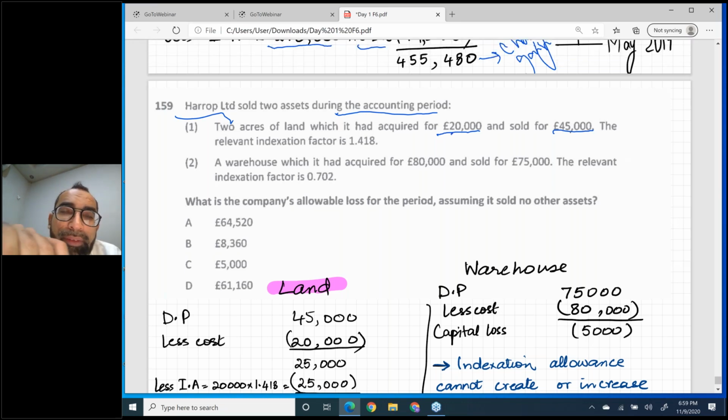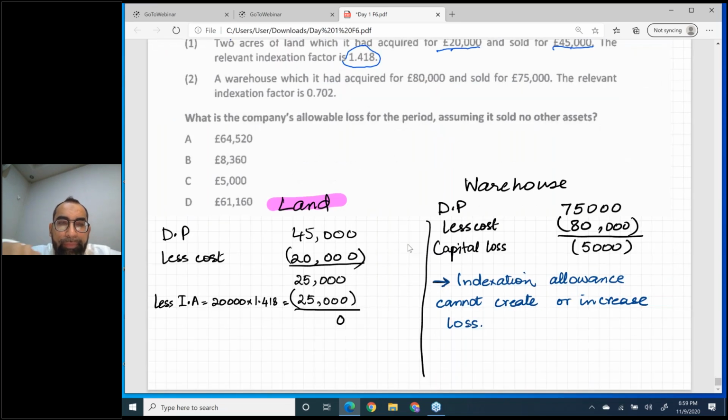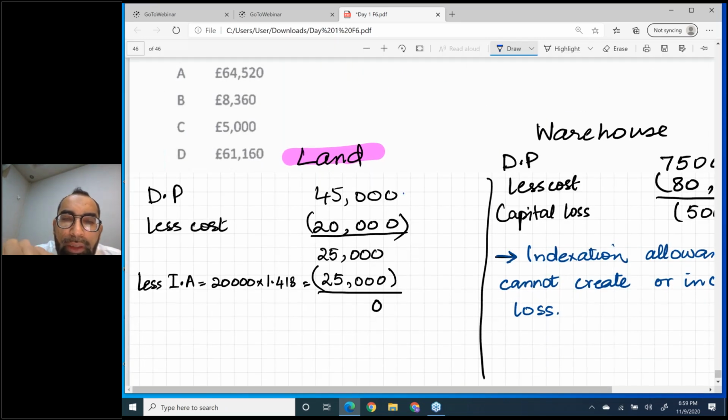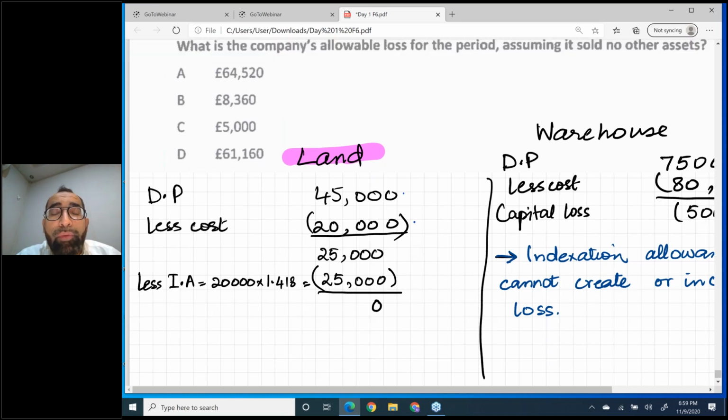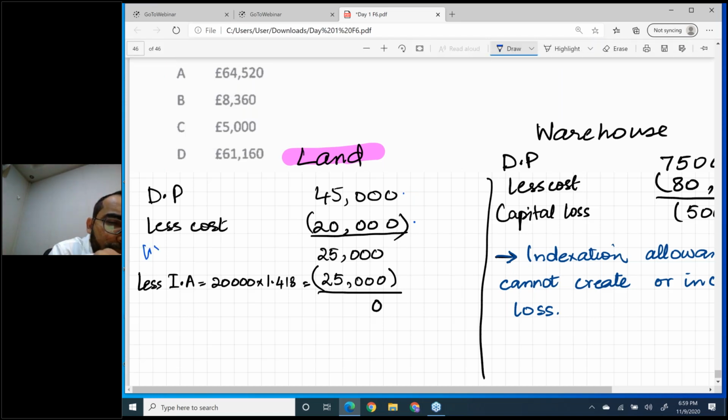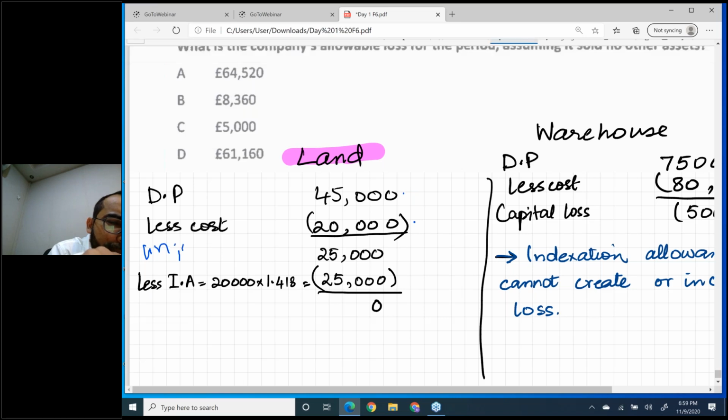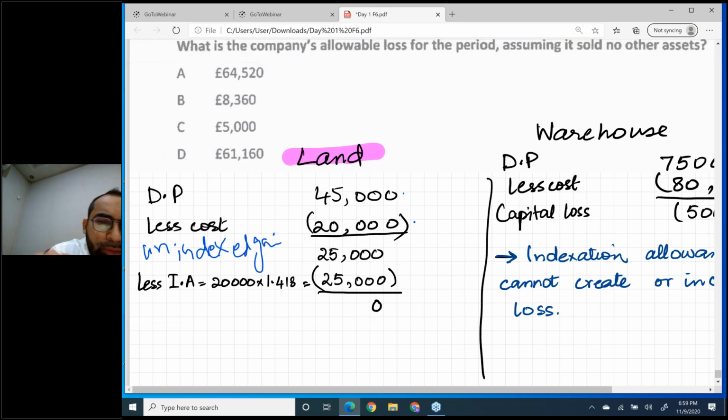Cost is 20,000, disposal proceeds are 45,000, and this is your index factor. Now wait, let me compute the gain. Disposal proceeds are 45,000, cost is 20,000. The first step is the unindexed gain, which is 25,000. From this unindexed gain, you deduct indexation allowance. The formula of indexation allowance is cost multiplied by index factor.